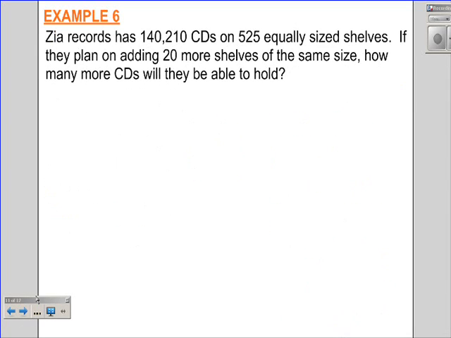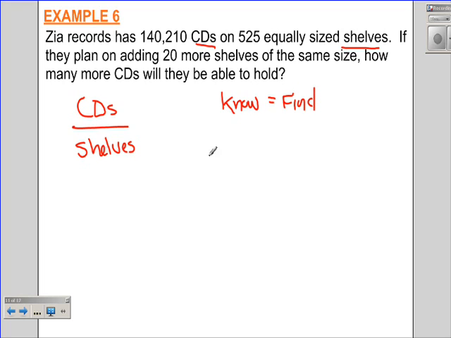Let's take a look at our next problem. Example 6: Zia Records has 140,210 CDs on 525 equally sized shelves. If they plan on adding 20 more shelves of the same size, how many more CDs will they be able to hold? So I have this relationship of CDs on shelves. I'm kind of picturing this in my head already. So what do I know equal to what I'm trying to find?